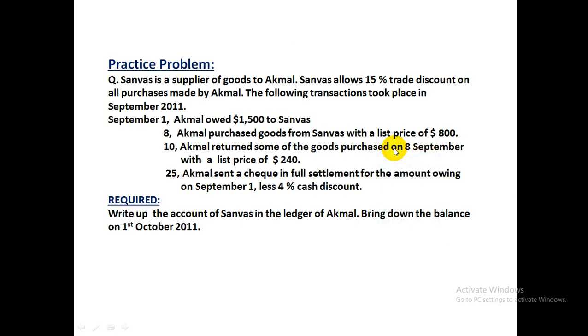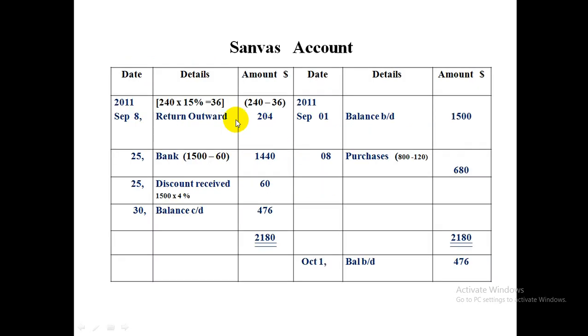Then we had seen the transaction that Akmal returned some goods. He has returned us the goods of 240. We know that they were sold at 15% discount. So actually 36 was the discount given to him on these goods of 240 list price. So actually the goods are returned for a value of 204. That is what we have to mention here.